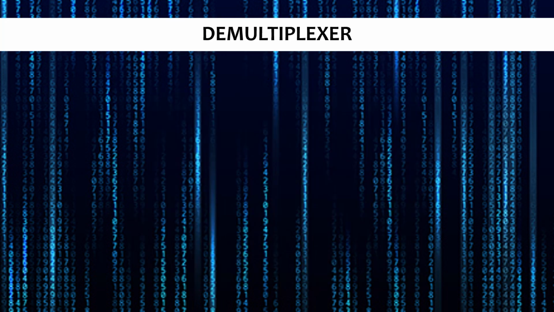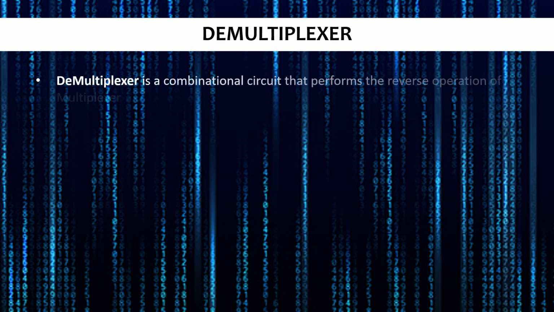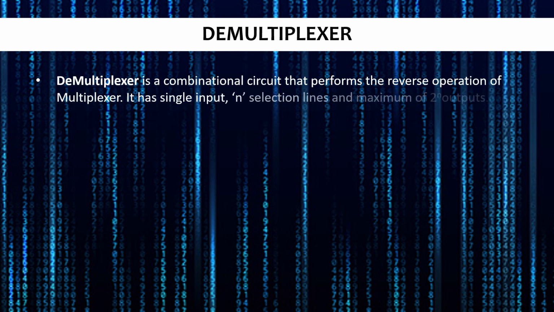After the multiplexer, now let's learn about the demultiplexer. As the name suggests, the demultiplexer is the opposite of the multiplexer. So what is the demultiplexer? The demultiplexer is a combinational circuit that performs the reverse operation of the multiplexer, right? Because we know that a multiplexer takes 2 raised to n inputs and we get a single output. But in a demultiplexer, we have a single input.